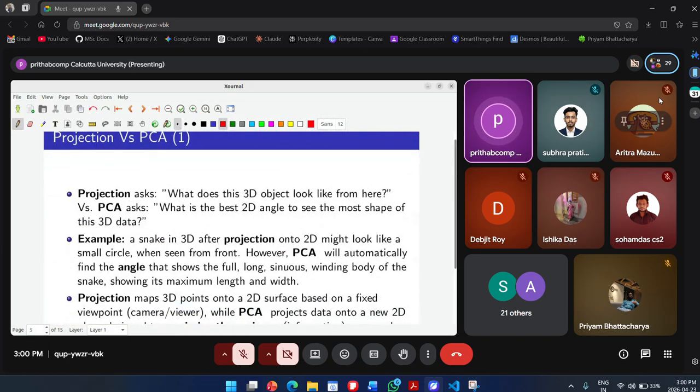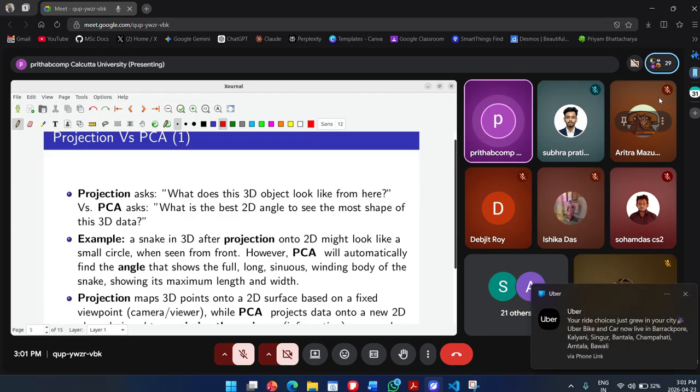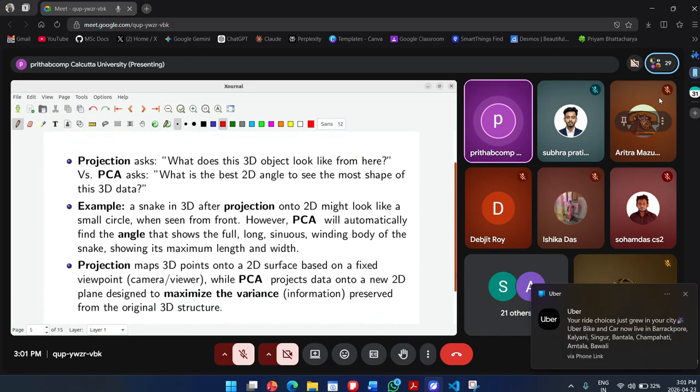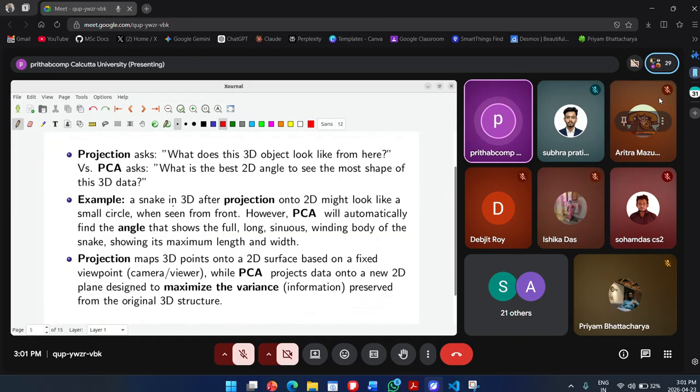So now let's look a little bit, since we studied projection. What is the difference between this projection versus this PCA? If you look closely, I'm just talking in terms of 3D and 2D so that you can relate. The projection problem says, what does the 3D object look like from a particular place? What does this 3D object look like from here? But what PCA looks for is, what is the best 2D angle to see the most shape of the 3D data? So there is a difference.